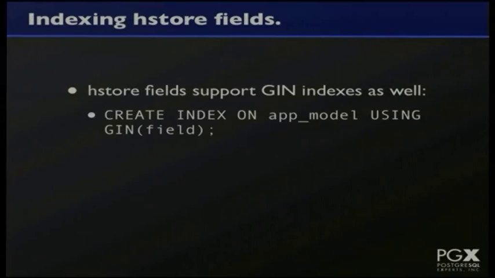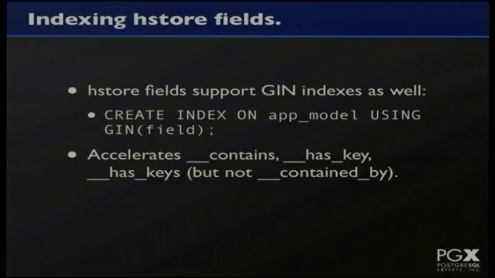For indexing, you create a GIN index. This indexes both the keys and the values, so those tokens are both stored in the index. And it accelerates contains and has_keys, but interestingly enough, not contained by. So these operations are accelerated by the index. So why would you use an hstore field?